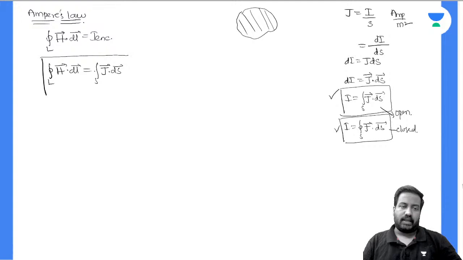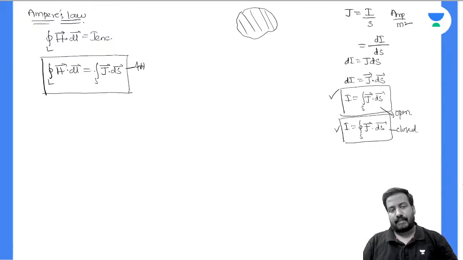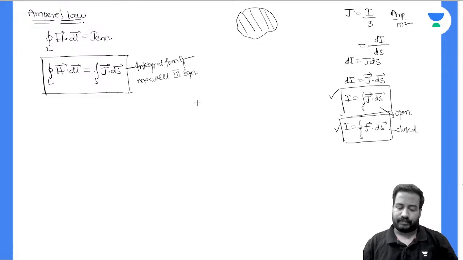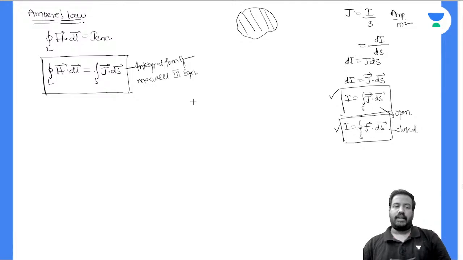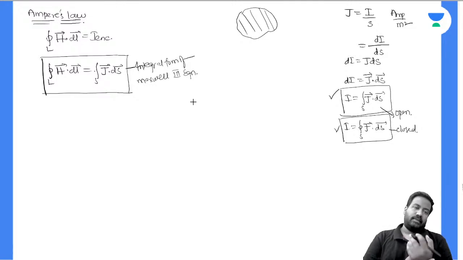This is called integral form of Maxwell third equation.